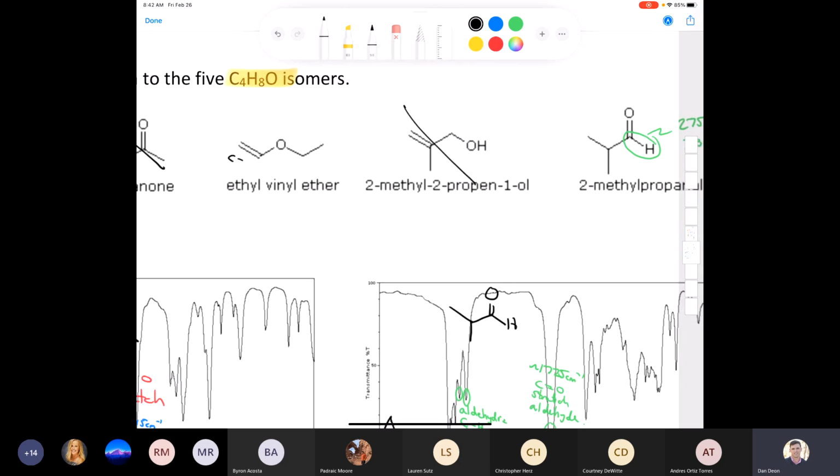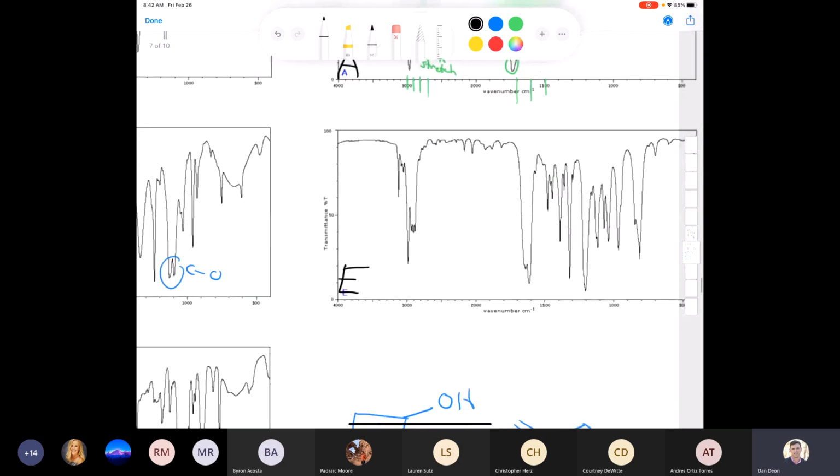We're going to be looking for an alkene carbon-carbon stretch. We're going to be looking for an sp2 hybridized carbon-hydrogen bond. We're going to be looking for a carbon-oxygen stretch from an ether. Let's go down and see if it fits the bill.